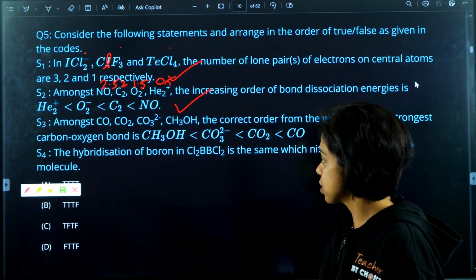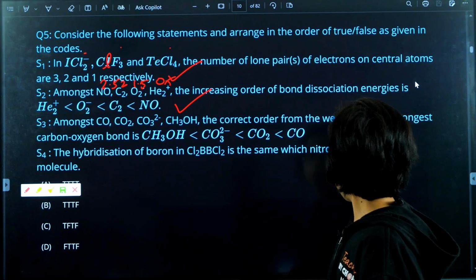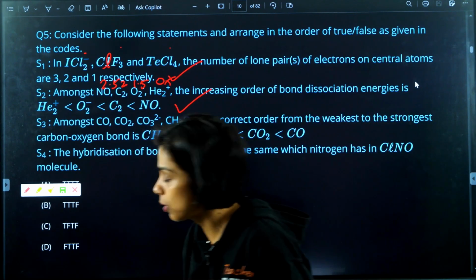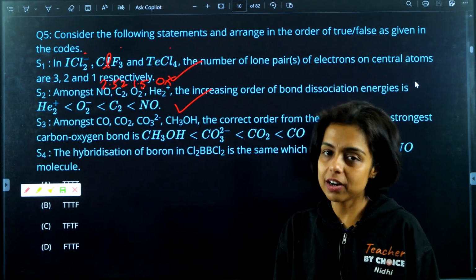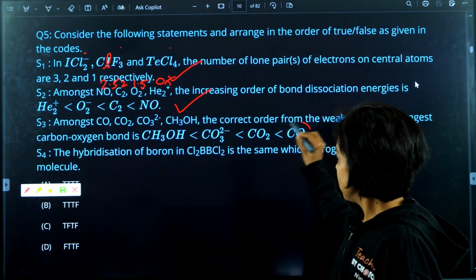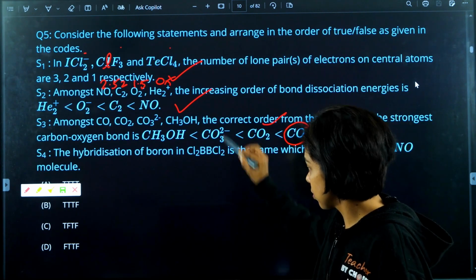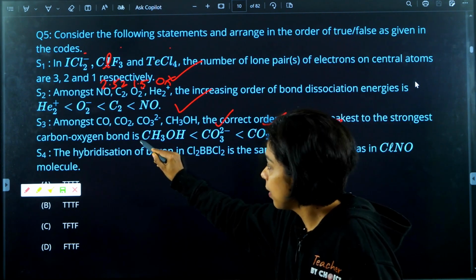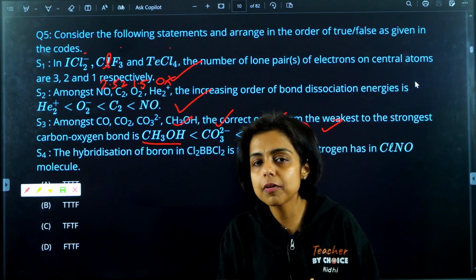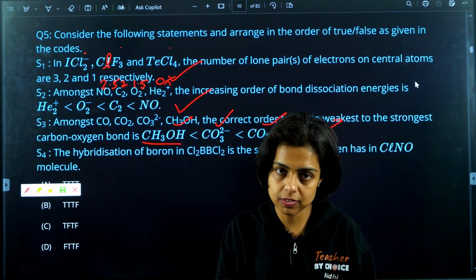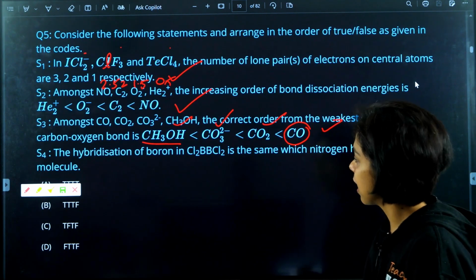Among CO, CO2, carbonate and CH3OH, is this the correct order from the weakest to the strongest carbon-oxygen bond? Of course, it is about bond order again: a triple bond, a carbon-oxygen double bond, 1.33 bond order, and a single bond. The more bonds between carbon and oxygen, the more the strength of that bond, right? So a very correct order again.